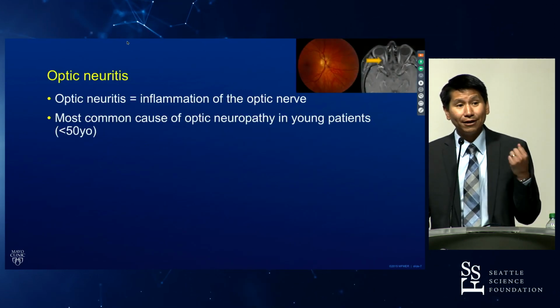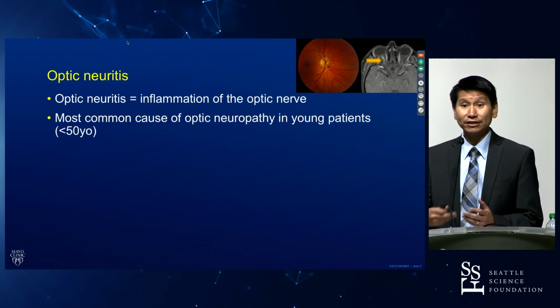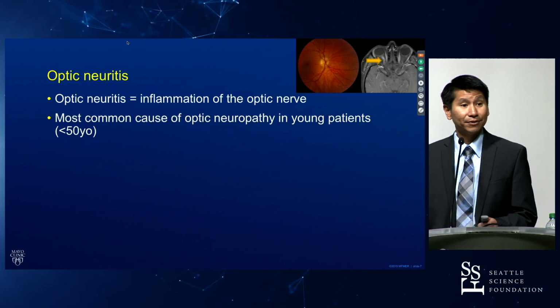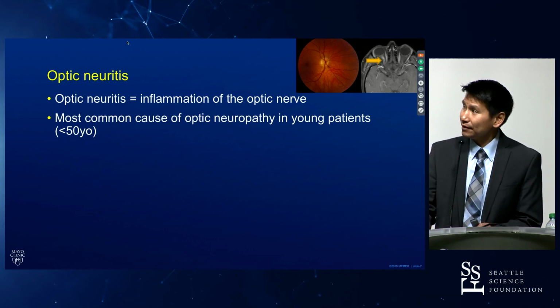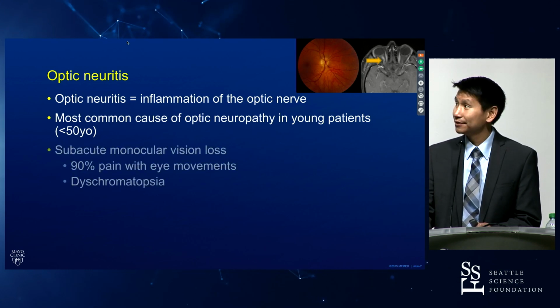So as a background, I just want to talk about an overview of optic neuritis. I think we all know it's an inflammation of the optic nerve. It's typically caused by demyelination. And it's the most common cause of an acute optic neuropathy in young patients.